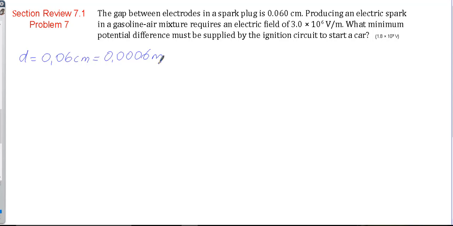And then assume that it requires an electric field of 3.0 × 10^6 volts per meter. It requires an electric field of 3.0 × 10^6 volts per meter. And then it says, what is the minimum potential difference? Delta V is wanted here.